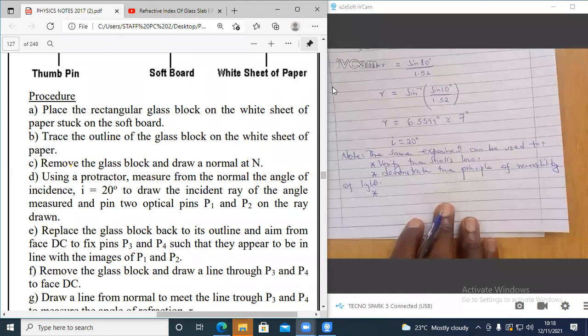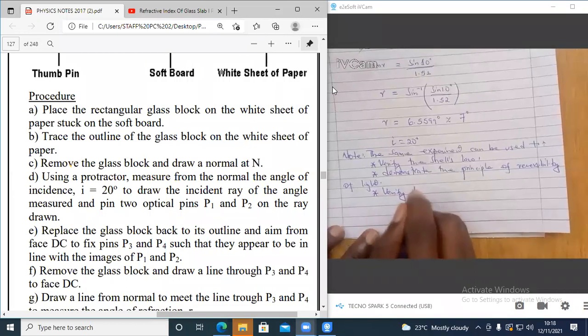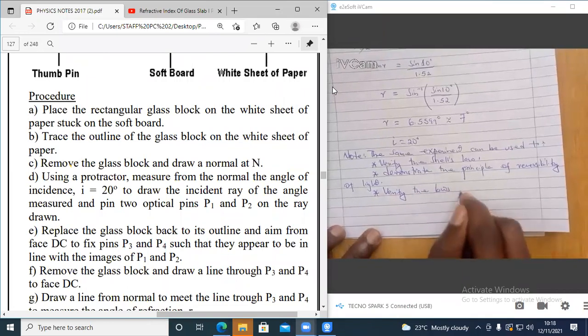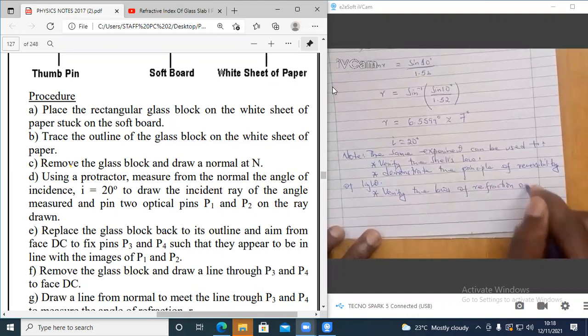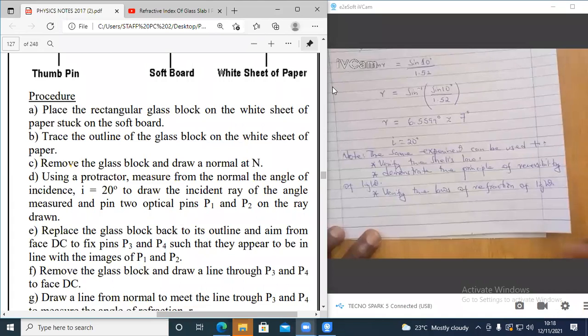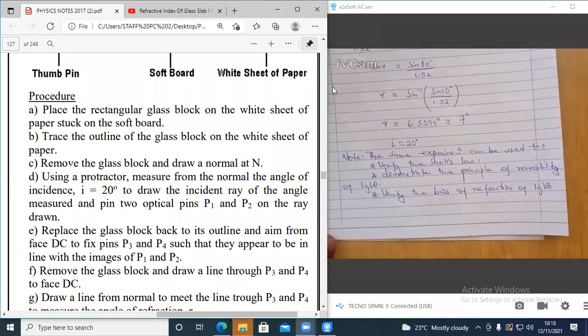The same experiment can also be used to verify Snell's law. It can also be used to verify the laws of refraction of light. Are you together, members? Yes, teacher.